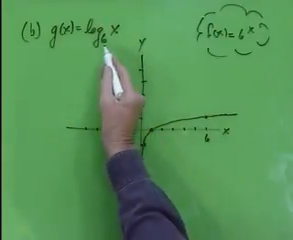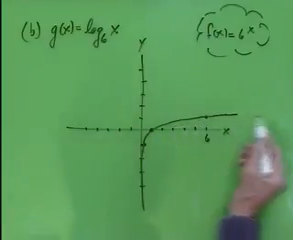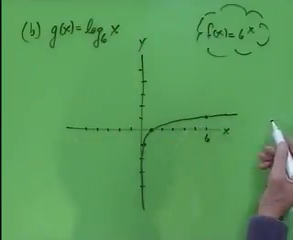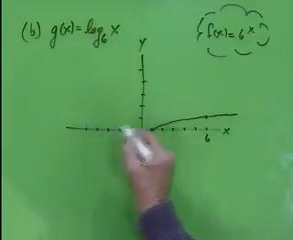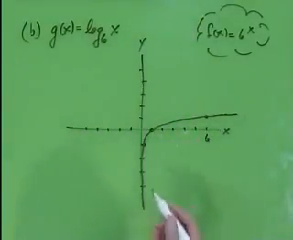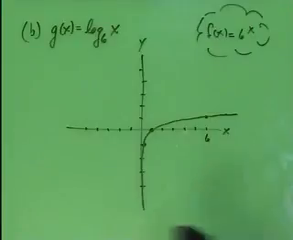Now, as the base of the logarithm gets bigger, you tend to get flatter looking curves because they turn out so fast. And the reason is because the corresponding exponential function turns up so fast. Let me just graph one more like this, and then we'll look at transformations of these graphs.